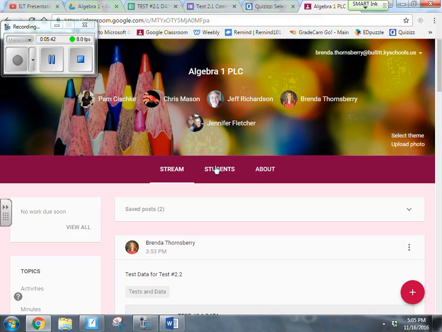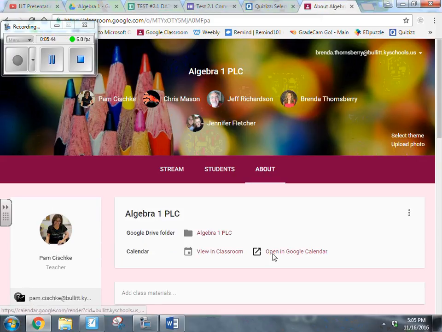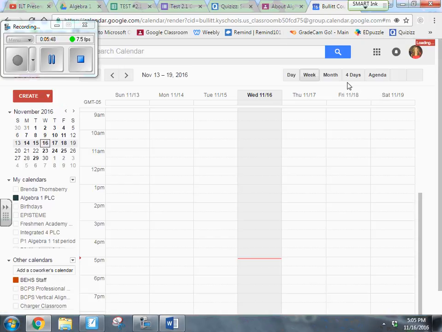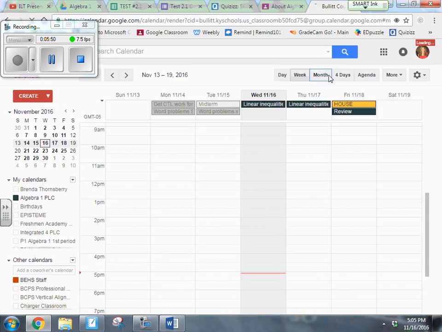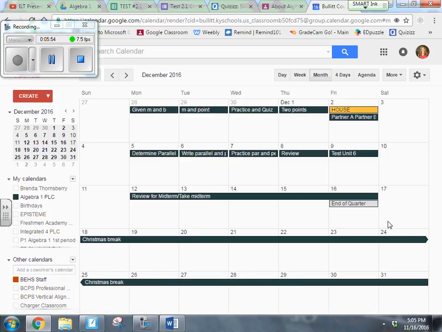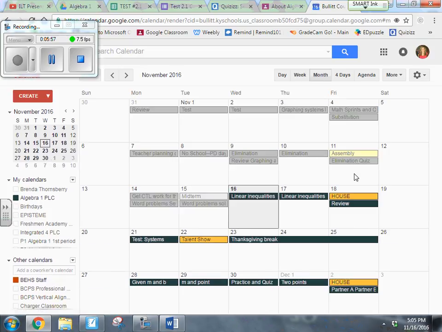One thing I like about this is we don't have a common planning, so being able to put what we're going to do in here each day into our Google Calendar really helps us to stay on track and make sure we're on the same pace and change things as needed. So that kind of tells us where we're at and where we're going. Alright, that is the Algebra 1 PLC data from the last test.